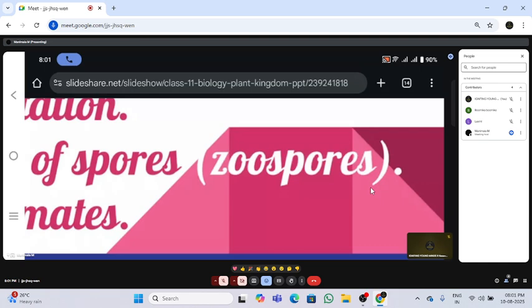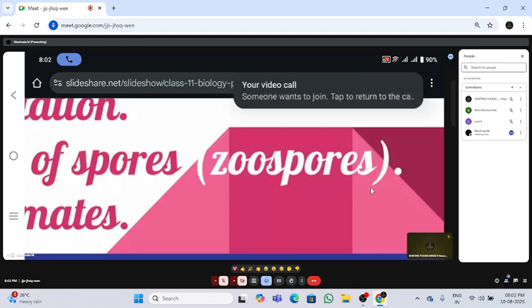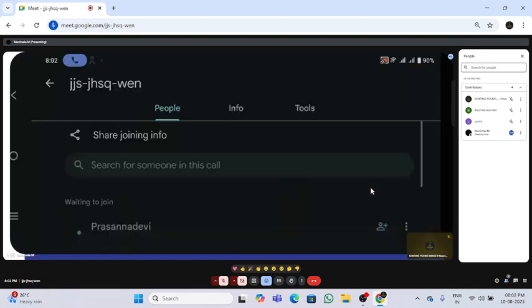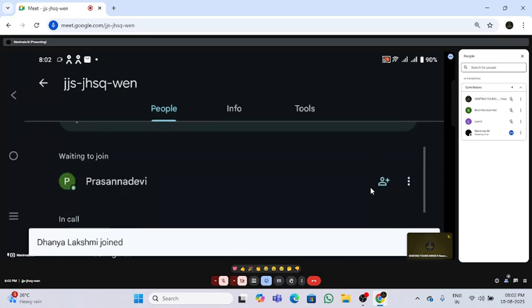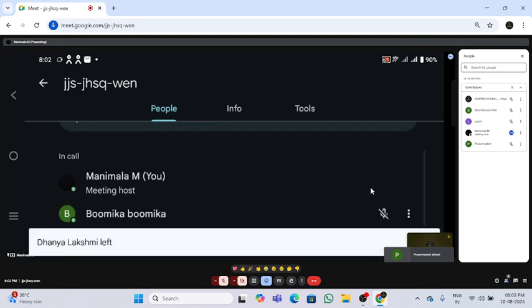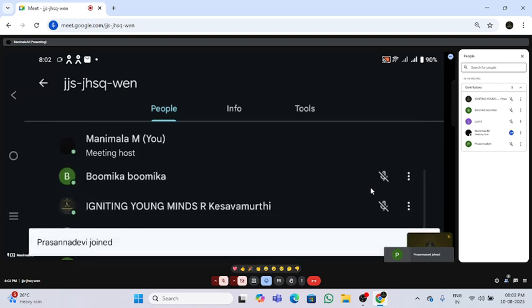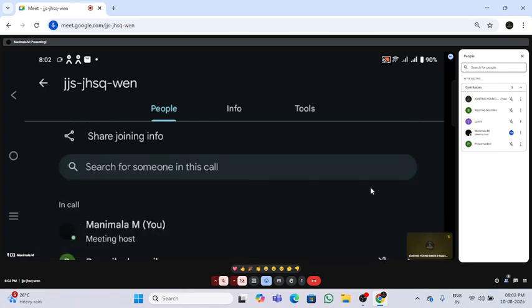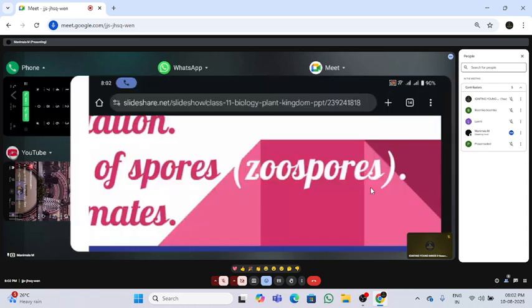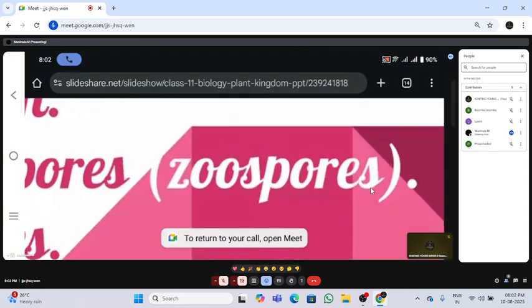Aplanospores are thin-walled non-motile spores. This comes under the zoospores only. It is one type of zoospore. Zoospores are of three types. One is aplanospores. Aplanospores means they are thin-walled non-motile spores.